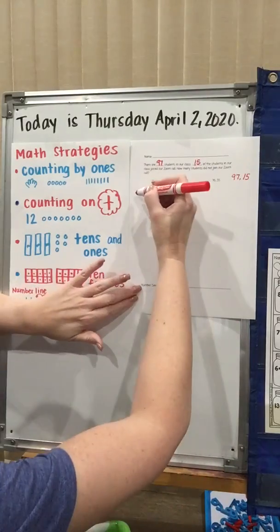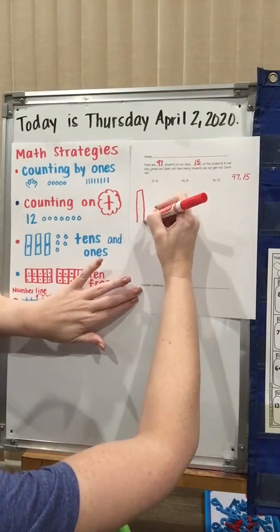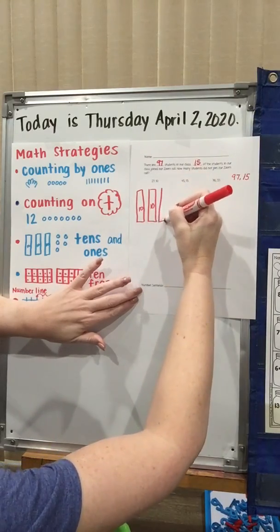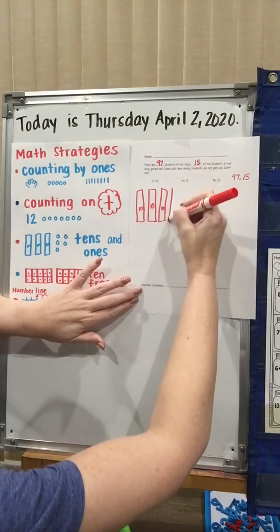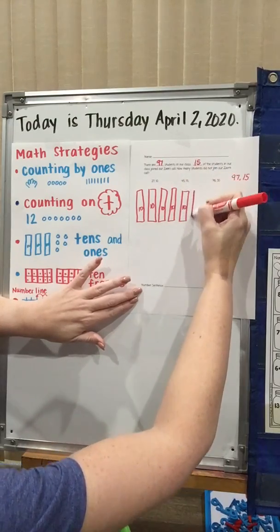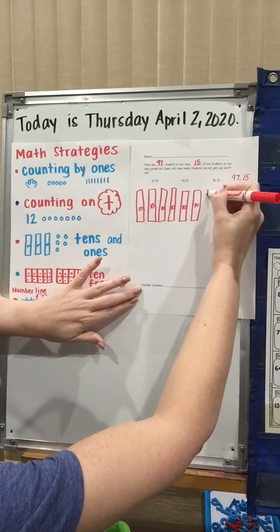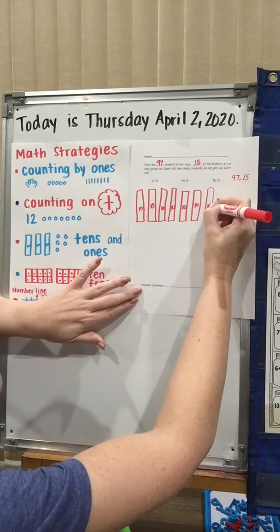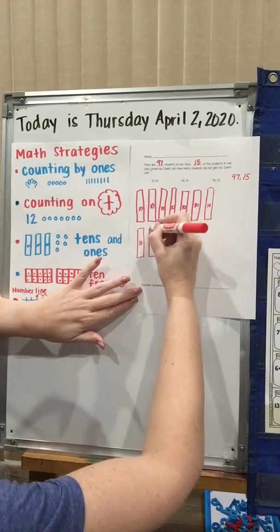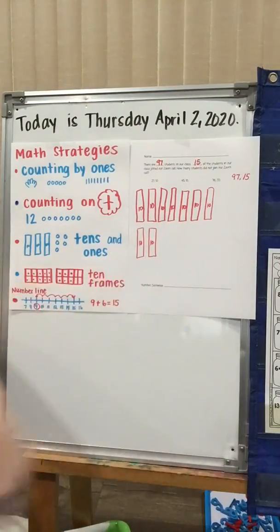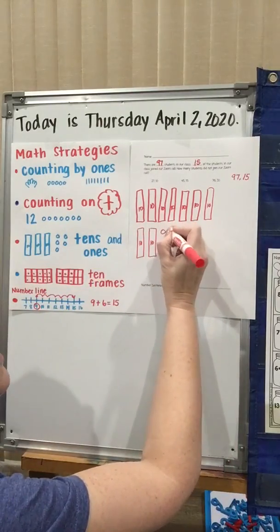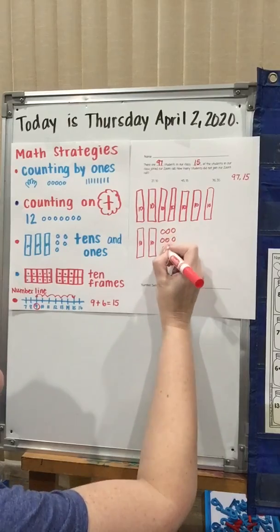And so I'm going to do 97. So 10, 20, 30, 40, 50, 60, 70, 80, 90, and then it's 97, so I don't need another 10 rod, I need 7 ones. 1, 2, 3, 4, 5, 6, 7.